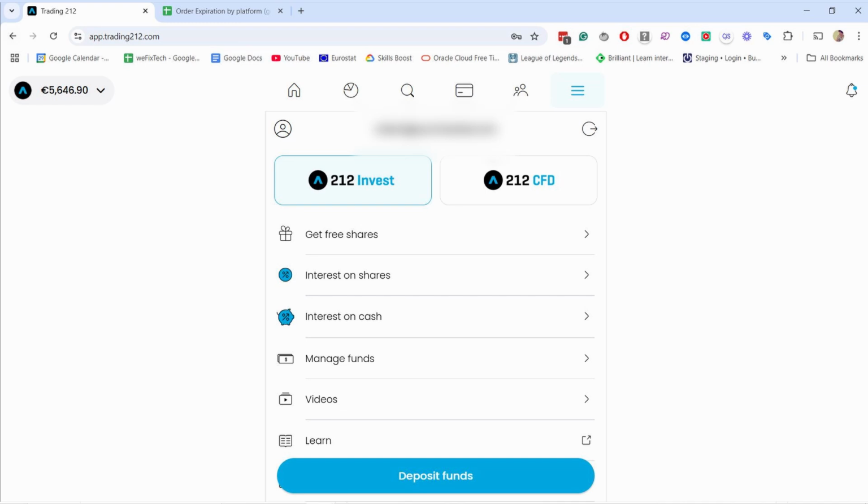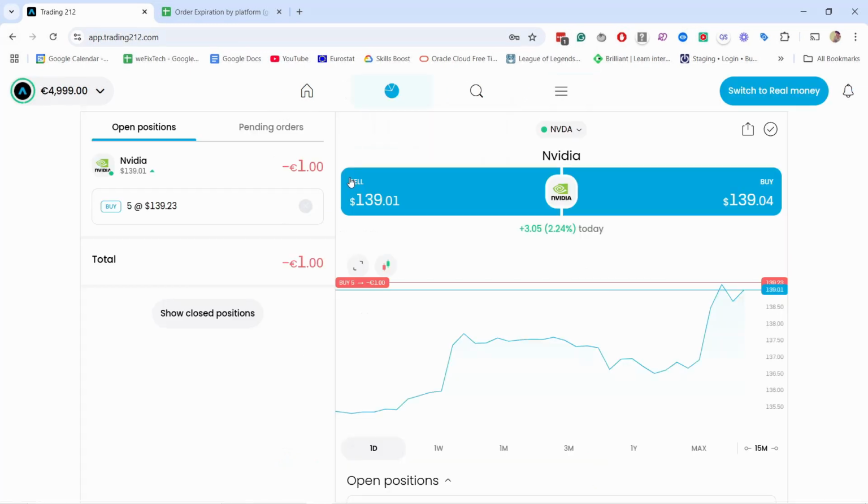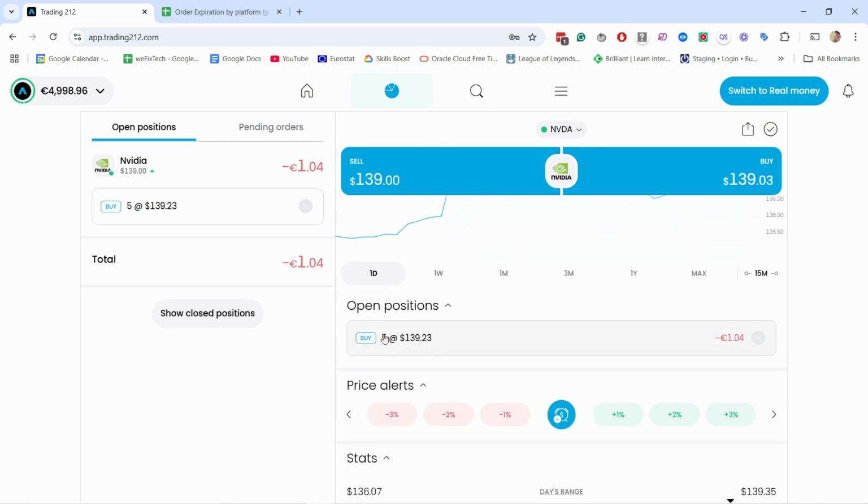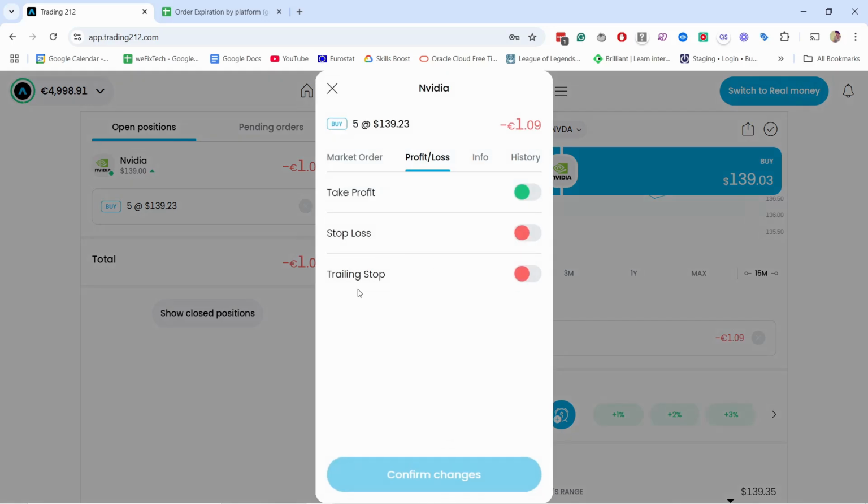For example, in Trading 212, you cannot do it in the invest part of the platform, but you can do it in the CFD, which is more expensive and riskier, but you're able to do it there. For example, here, I already bought NVIDIA, so I need to actually go to my positions. And then if I scroll here, you see NVIDIA open position. When I click on it, only then I can see the trailing stop loss option. So if I click from here, you can see that I can set the distance of trailing stop loss.